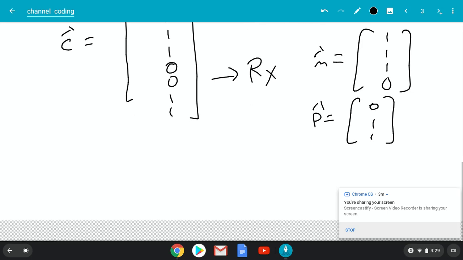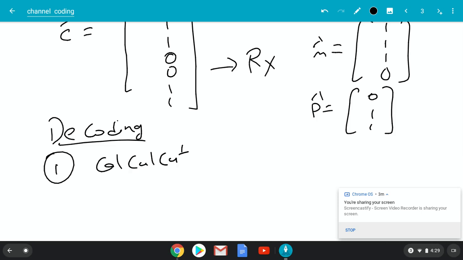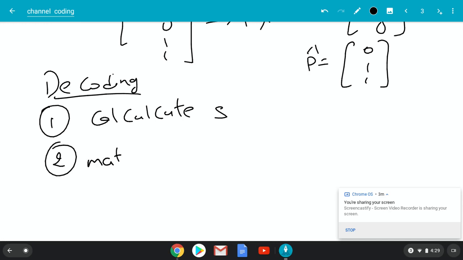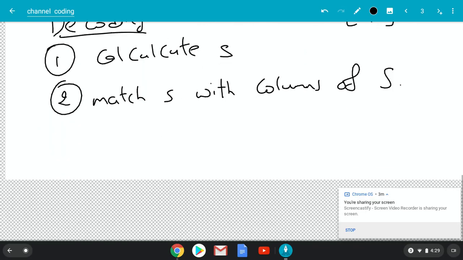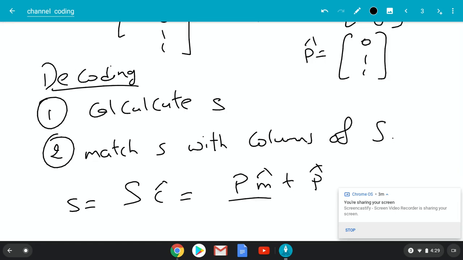So the first thing at the receiver decoding process, step 1, calculate syndrome. Step 2, match s with columns of capital S. Okay, so let's first calculate the syndrome, right? Small s is equal to capital S times c hat, which should be equal to capital P times m hat plus p hat.